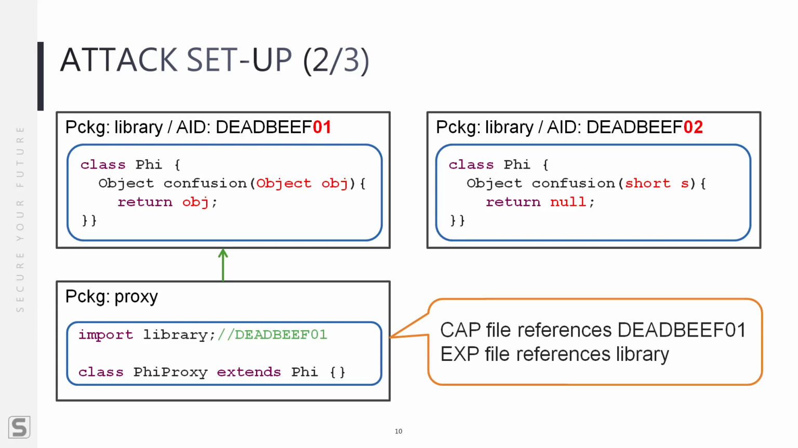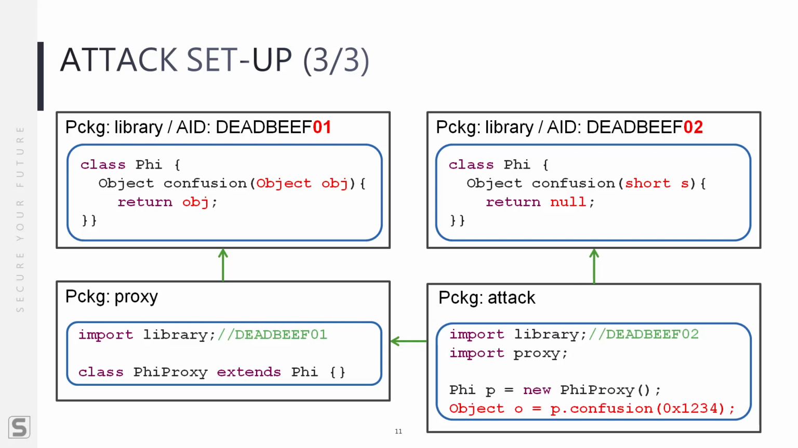We now add a third package named proxy. The AID of this package does not matter here. The proxy package imports the first library package, and the phyproxy class inherits from the phy class. This means that in the cap file of the proxy package, the library package is imported using the deadbeef01 AID, and in the export file, the imported package is only referenced by its name, which is, in this case, library. At this point, everything is still correct.